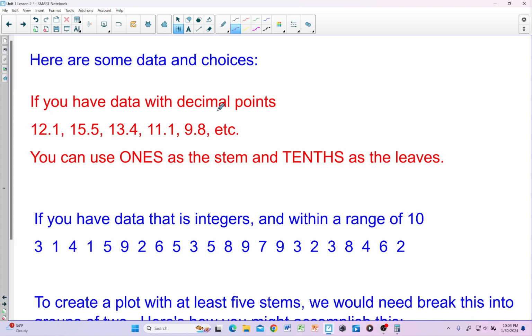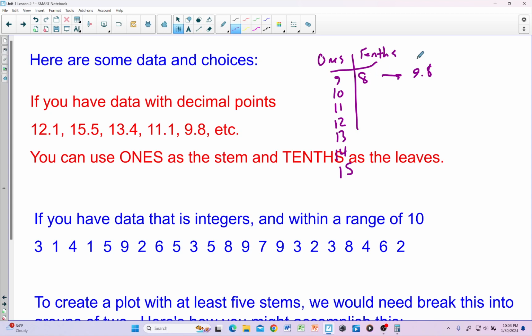Okay, if you have data with decimal points, you can do much the same thing, but you use the ones as the stem and the tenths as the leaves. So it might look a little bit like this. You might do 9, 10, 11, 12, 13, 14, 15. I know I'm writing over the words. 9, 8. And so here you would have ones, tenths. And when you see a 9 and an 8, you would automatically read this as 9.8.